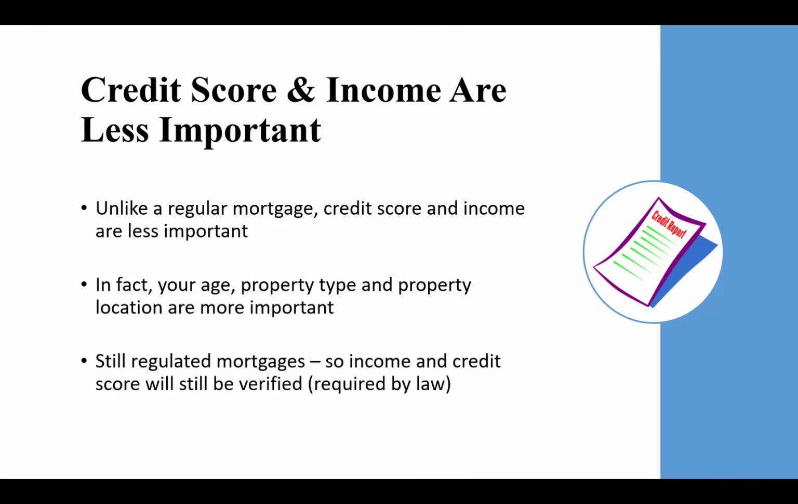The second thing that's important to know is that credit score and income are much less important, but these are still regulated mortgages, so they'll still be verified and checked. Because you're not making any payments, credit score and income are obviously less important. In fact, your age, the property type, and property location are more important, and I'll jump into a bit of that when I go through the case study. But the lenders are still going to look at your income and your credit score, and they're required by law to verify that information. The only time income might be an issue is that the lender wants to make sure you're able to pay your property tax and insurance and things like that.